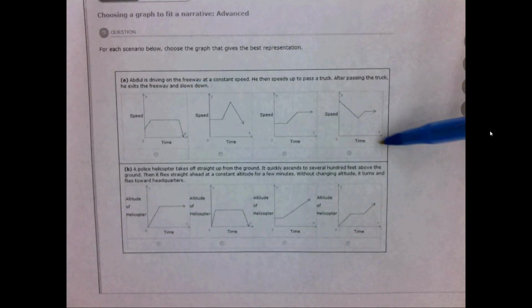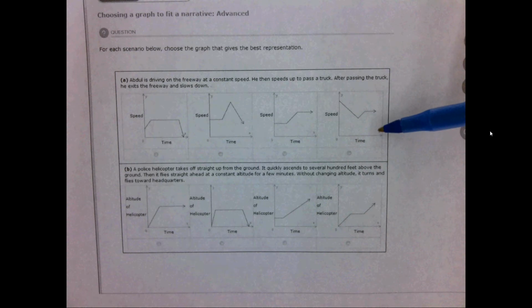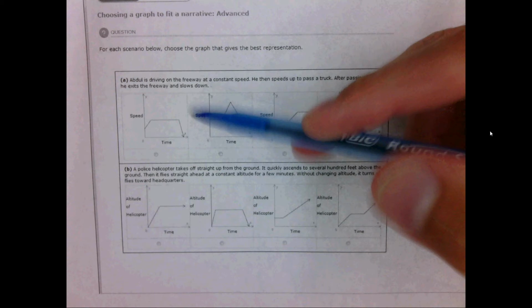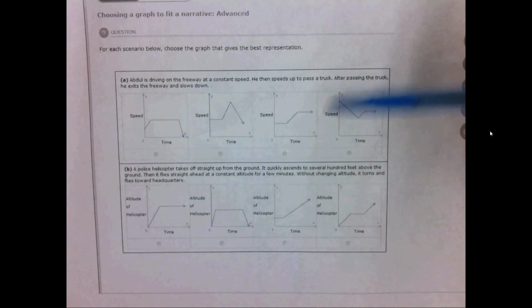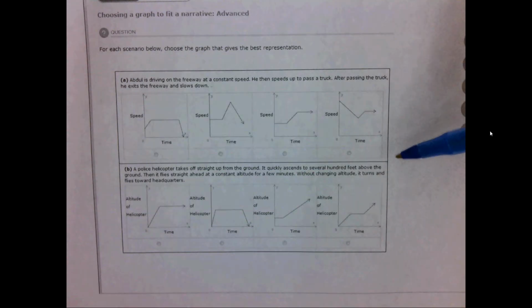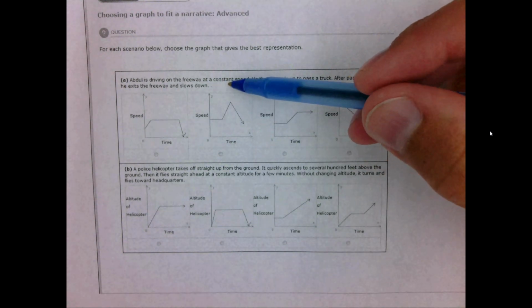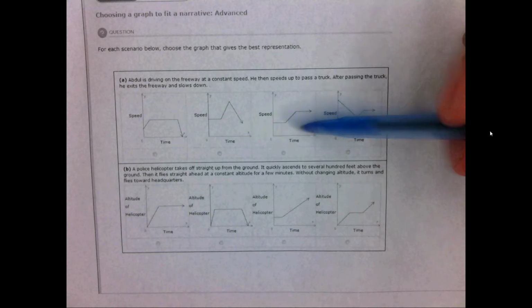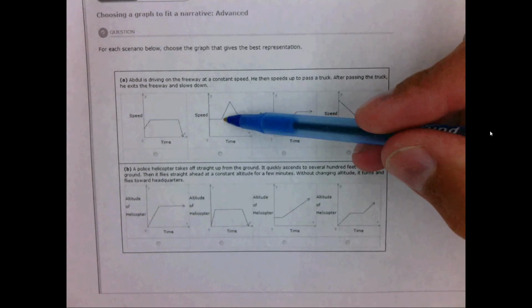Before we pick which graph that we want, we first need to see what the axes are. In this case, we have time on the x-axis and speed on the y-axis, and that's consistent for all cases. So first, he's going constant speed. Therefore, the slope should be 0, like in this case and in this case, because the speed is constant, so speed doesn't change through time.